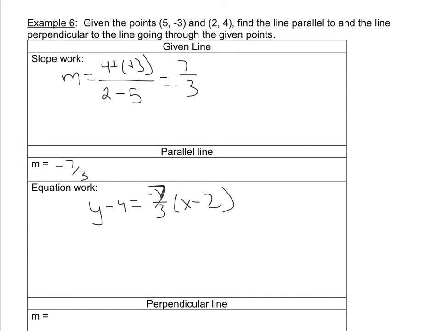And if it doesn't say you have to have it in slope-intercept form, you can just leave it. If it does, distribute, add, what we've been doing. Okay?